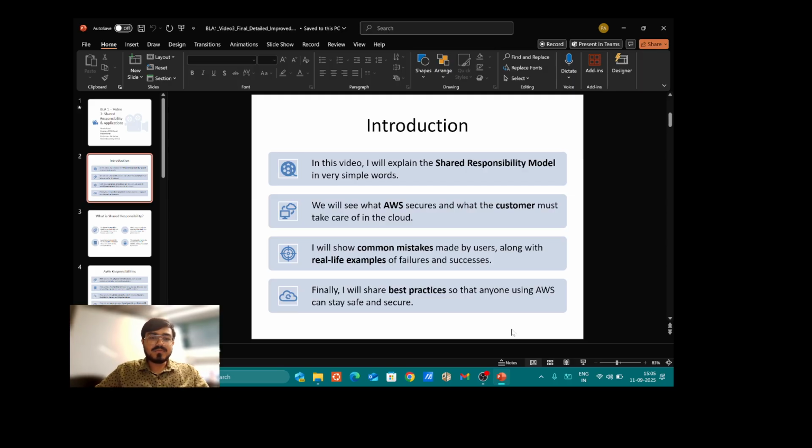In this video, we will learn about the shared responsibility model. We will understand what AWS is responsible for and what the consumers must take care of. I will also share some common mistakes, like leaving an S3 bucket public, and how to avoid them. At the end, we will see how students, startups, and companies apply the model in real life.